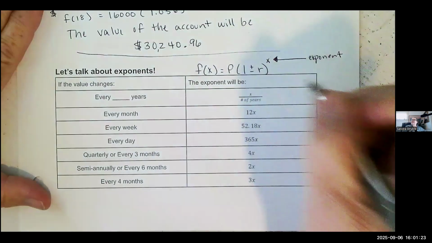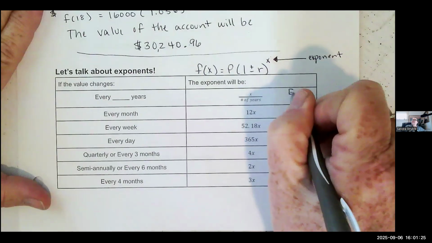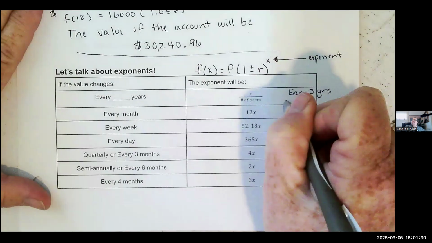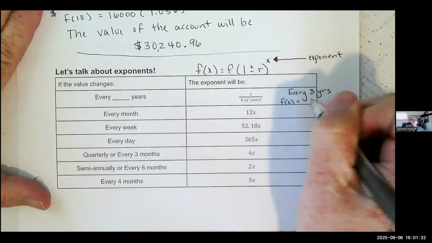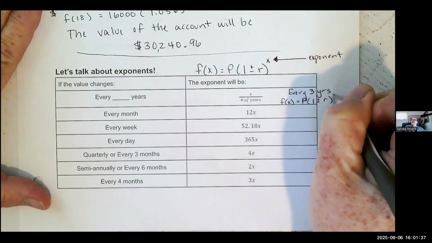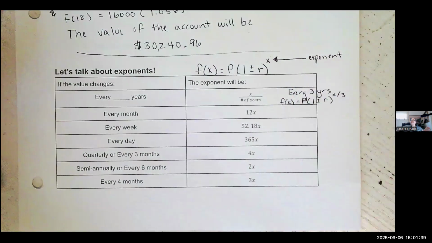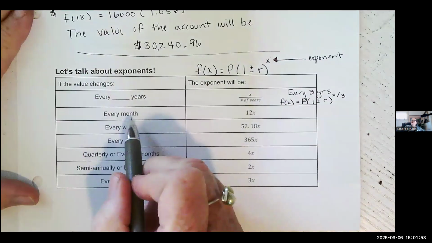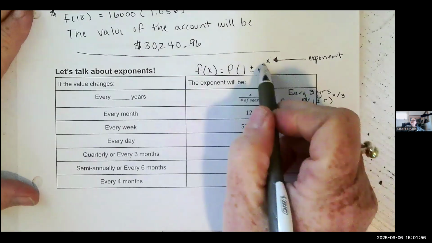So say, as an example, it says every 3 years. Well, then your exponent, in f of x equals P times 1 plus or minus r, and I'm only talking about the exponent, would be x divided by 3. That means because they want it calculated on a yearly basis, if it's done every 3 years, then it has to divide by 3 to break it down to a 1 year basis.